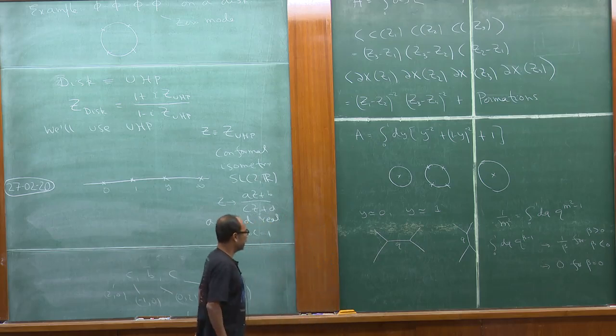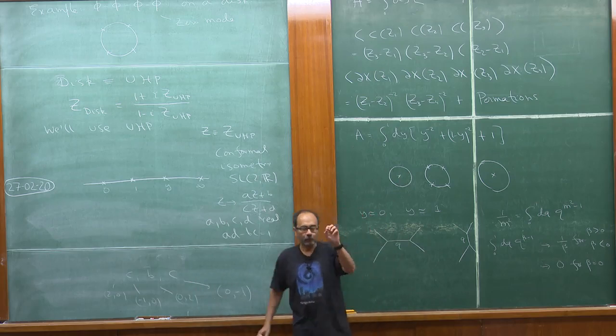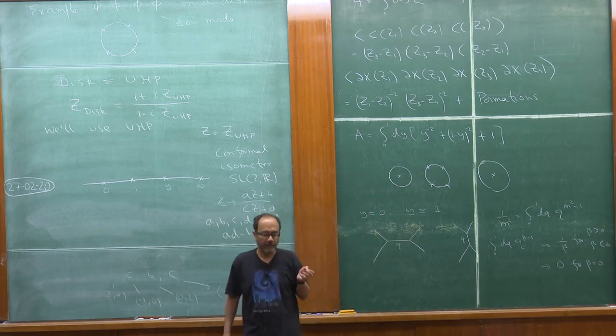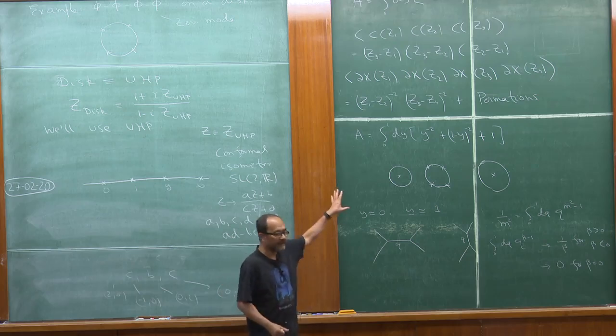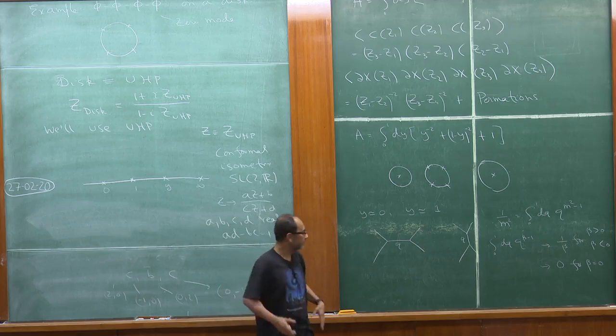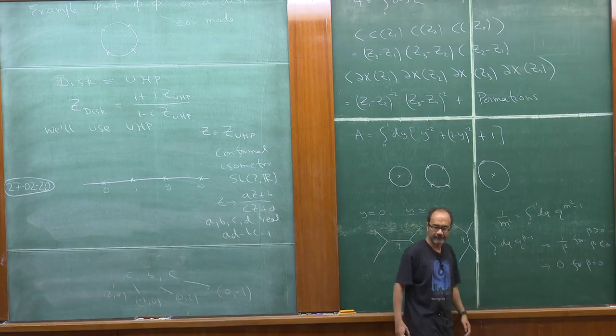So the idea is that to make sense of that integral, we will try to go close to y equal to 0 or y equal to 1 and try to find a map between y and q. You have to understand how to go from y to q. We express the integrand in terms of q and then use this procedure to remove the divergences.